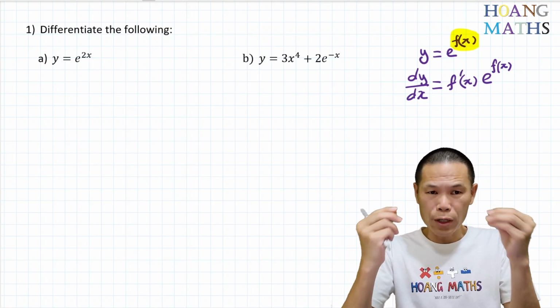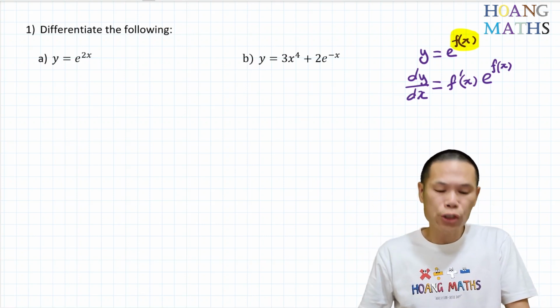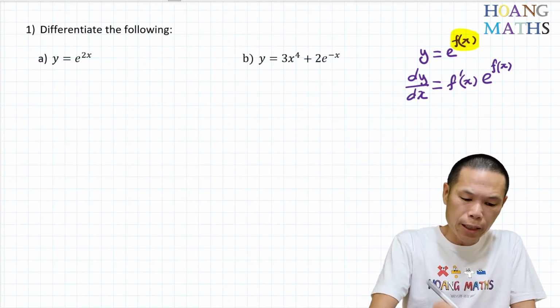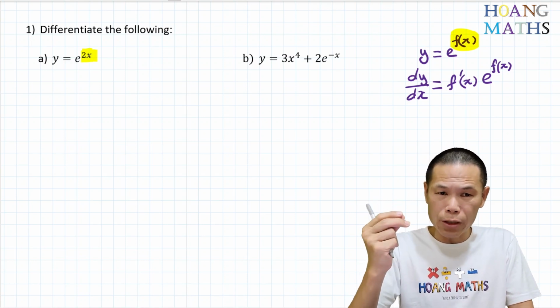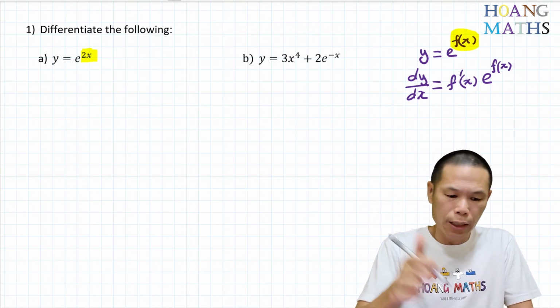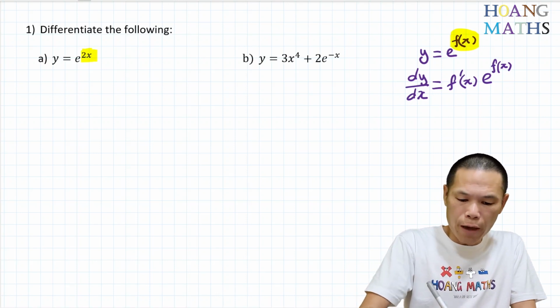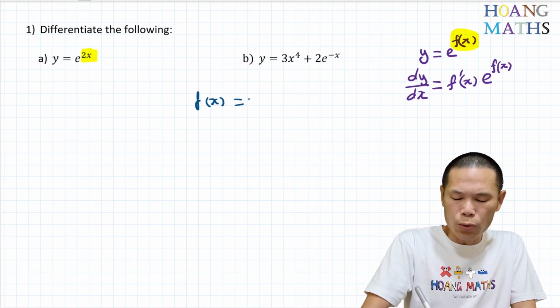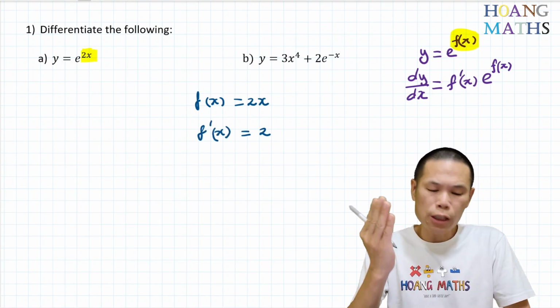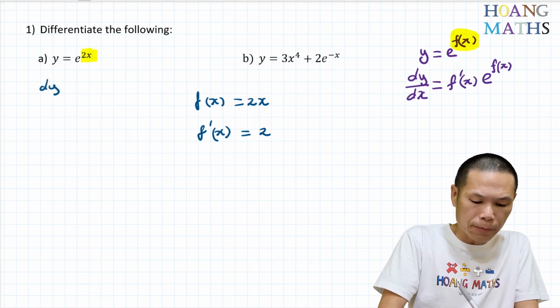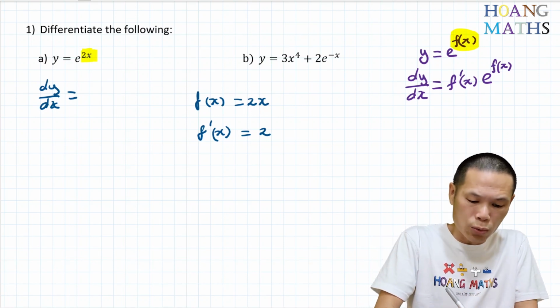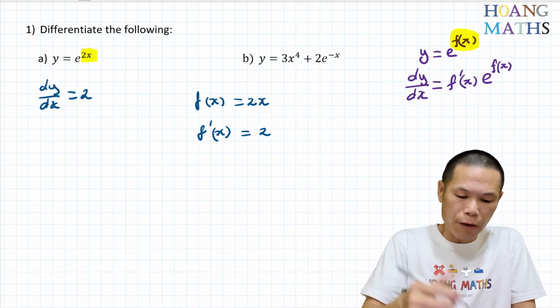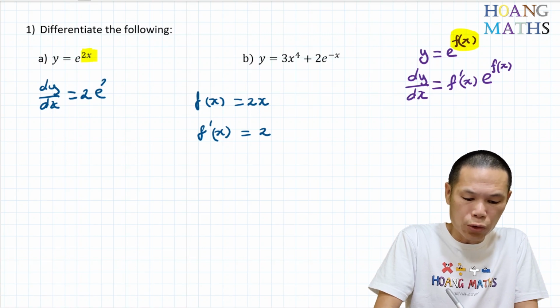Let's get into the first one, part A. To differentiate e to the power of 2x, step number 1, we differentiate the power first. In this case, f(x) is 2x. So f dash x is equal to 2. This means dy/dx: differentiate 2x is equal to 2. Now we just times by the function, e to the power of 2x.